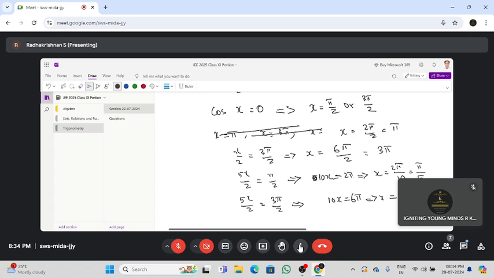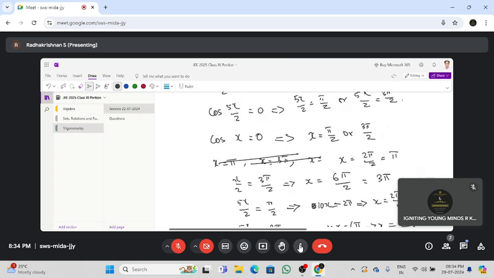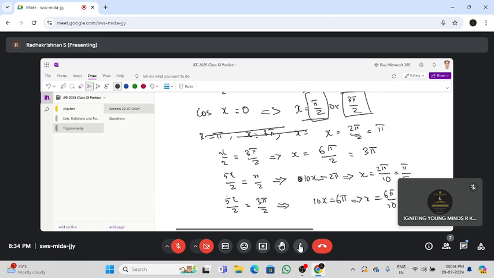3 pi by 5. In the end, what is left is x equal to pi by 2, 3 pi by 2. That stays as it is, and no more manipulation is needed. So the values we are getting are pi by 2, 3 pi by 2, pi, 3 pi, pi by 5, 3 pi by 5. So how many solutions are there?